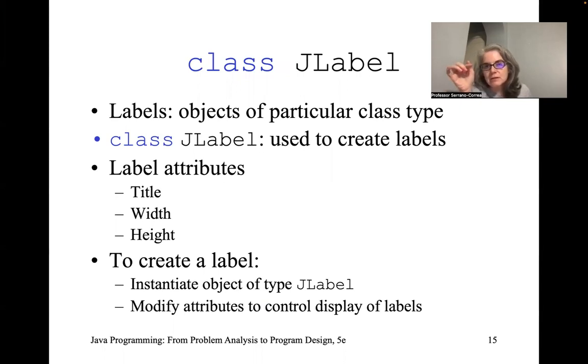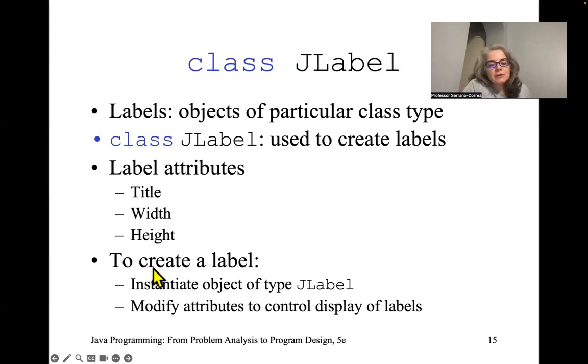So on the label itself, you could show output versus putting it in a text box, because text boxes can be changed by the user. Labels cannot be changed by the user. Labels have the following attributes. So these are the things that you can change in a label. You can change the title of the label, the width, and the height.